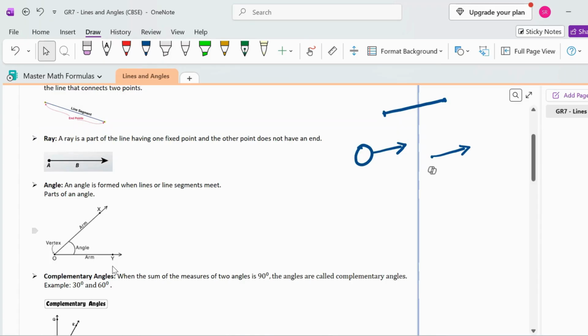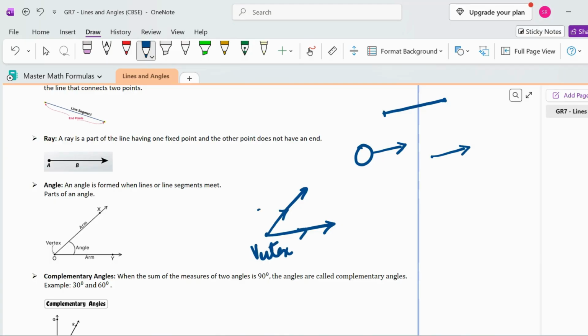Now, when is an angle formed? An angle is formed when two rays meet. Okay? And this point of intersection where the rays meet is called the vertex and the two rays become the arms of the angle. This is the angle formed between the two rays.